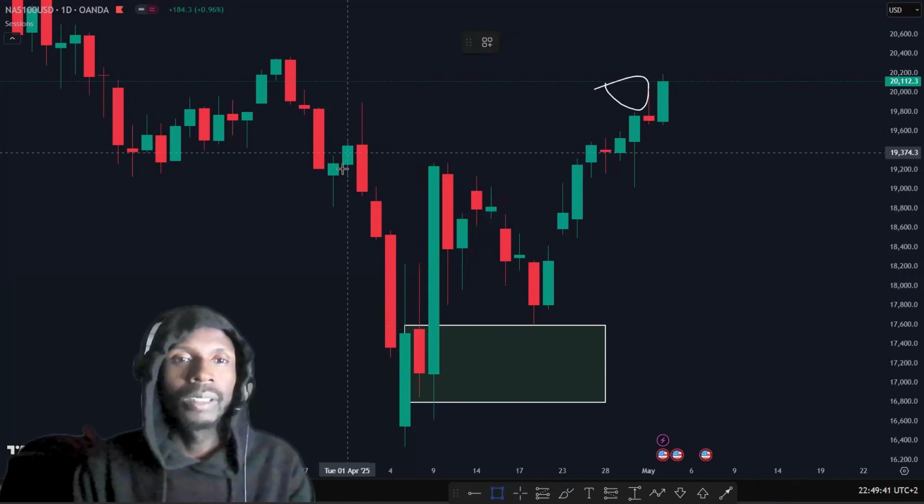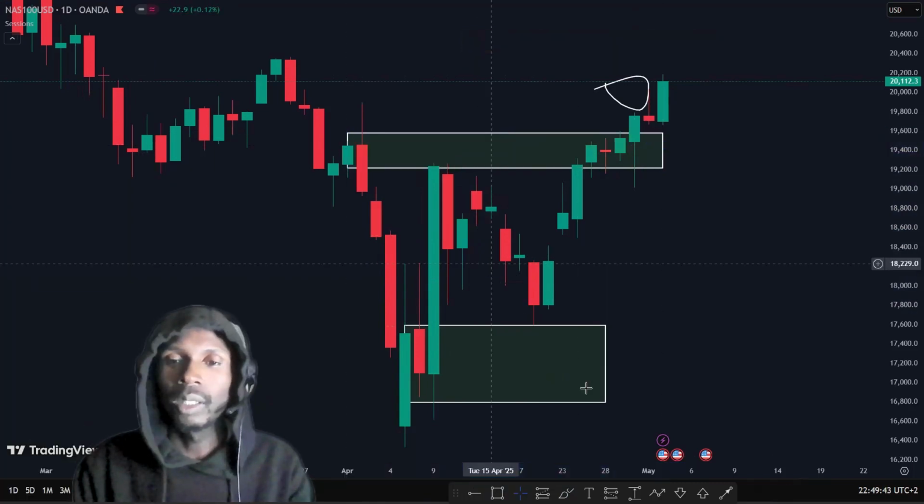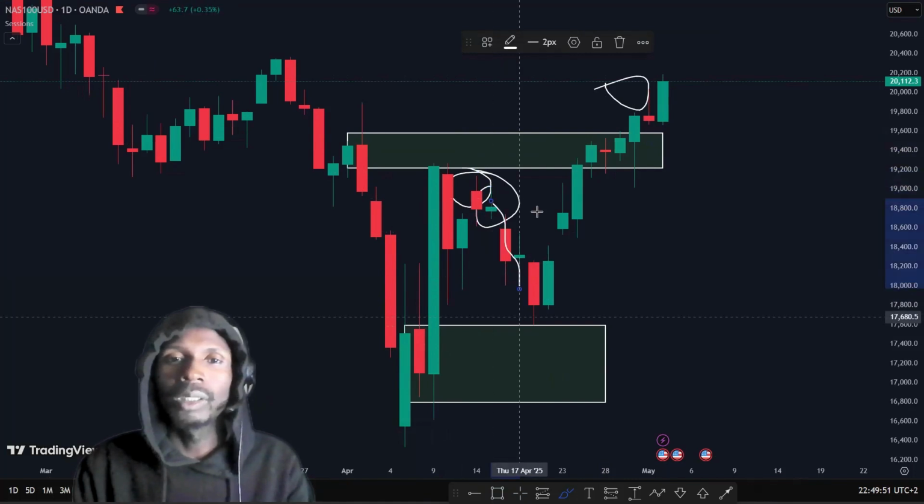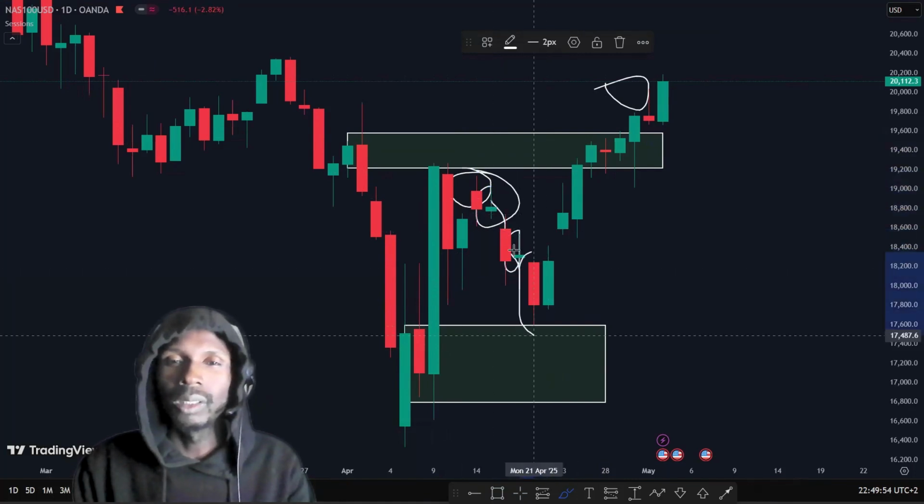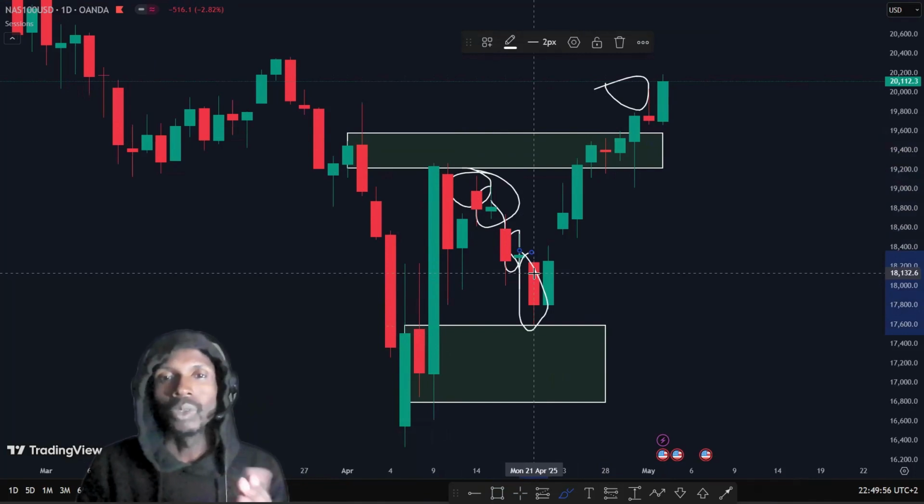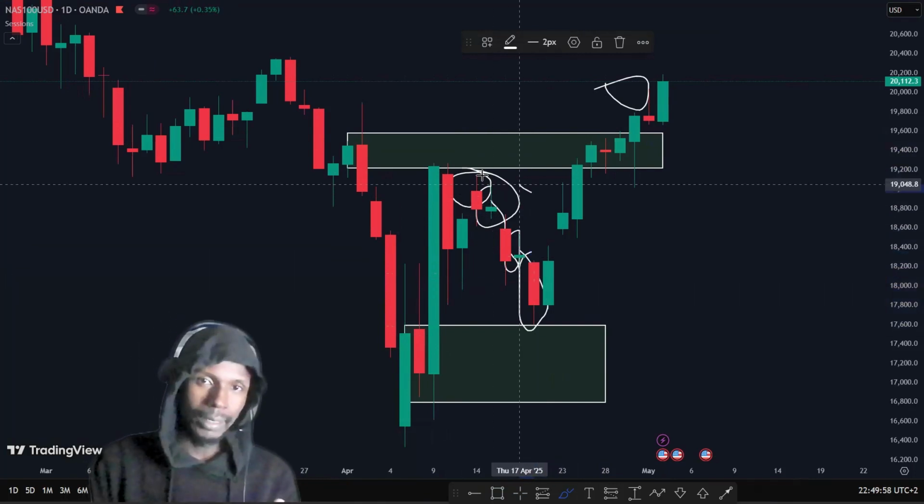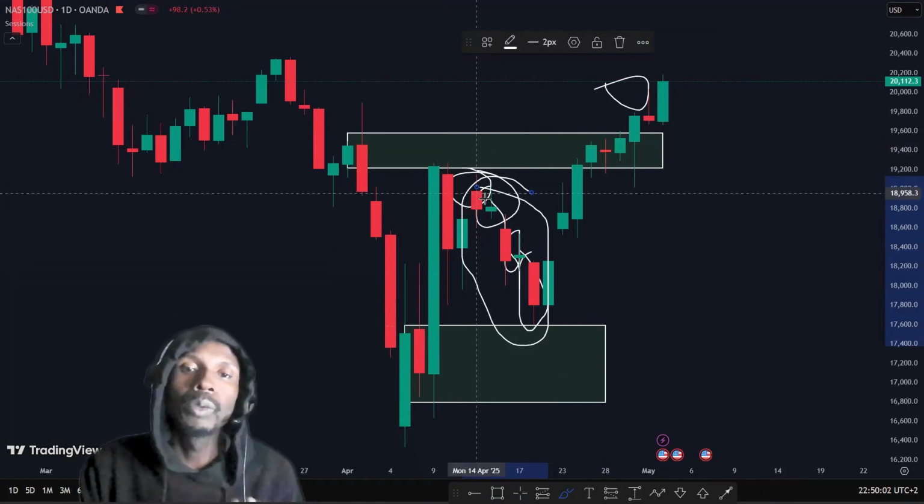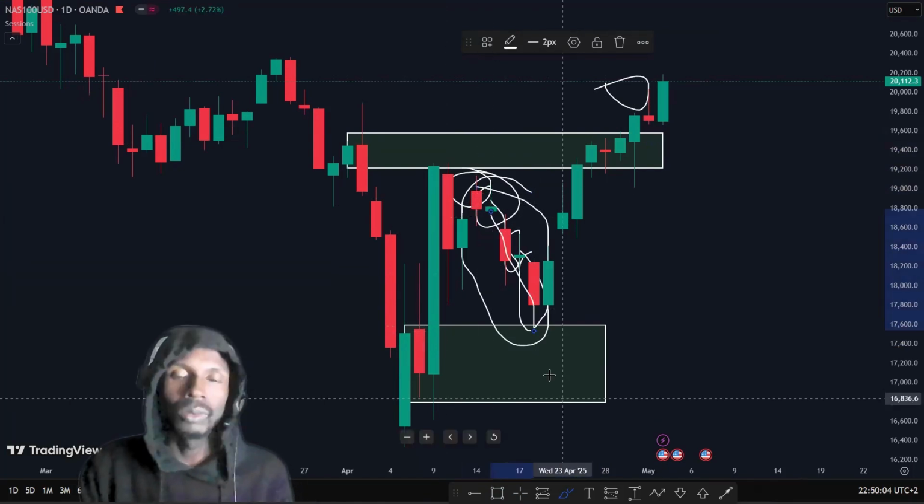Apologies. Just look at how we do this. We reacted here, started losing momentum, dropped. Look at this momentum. You can see that the sellers are losing momentum, and as they lose momentum, they're pushing to the demand zone, right?